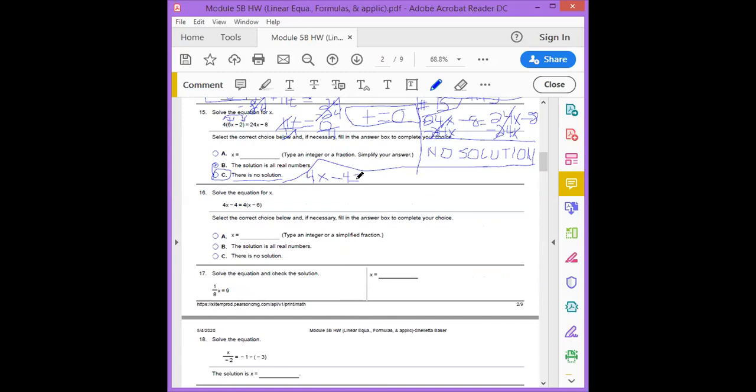Equals. And then we're distributing on the right side. So 4 times x, 4 times negative 2, negative 6. So 4 times x on the right side gives us 4x. And then 4 times negative 6 gives us negative 24.